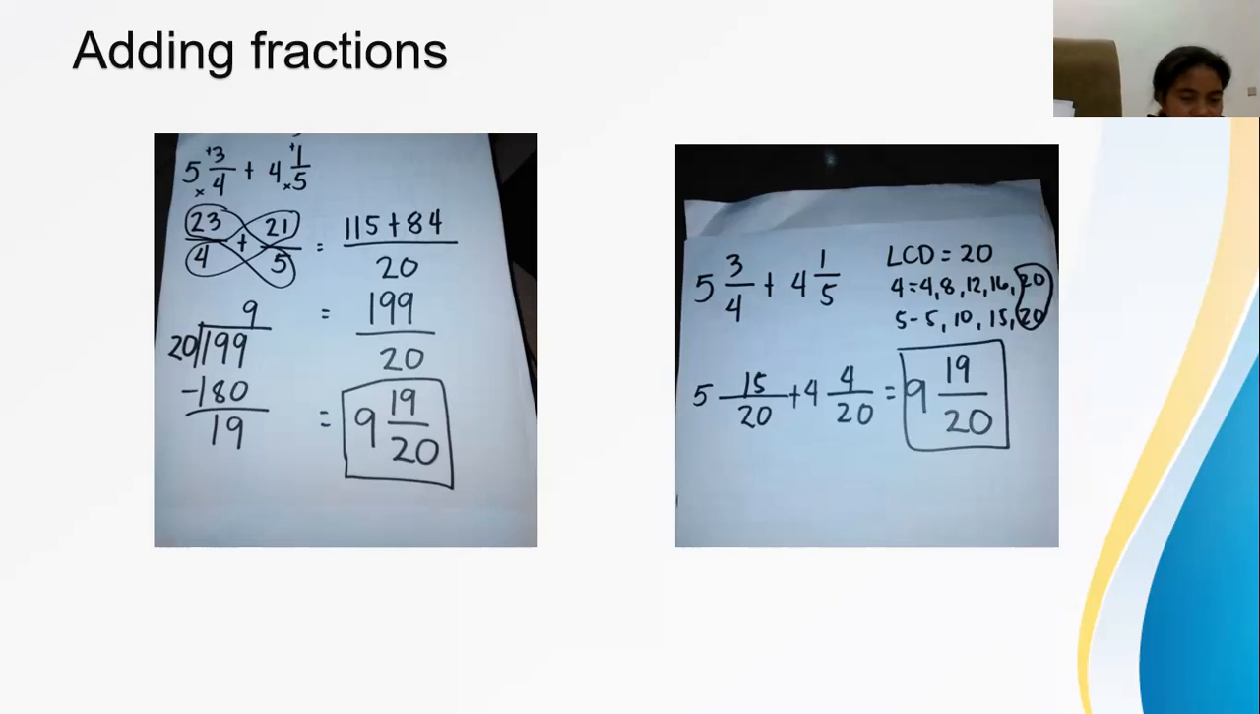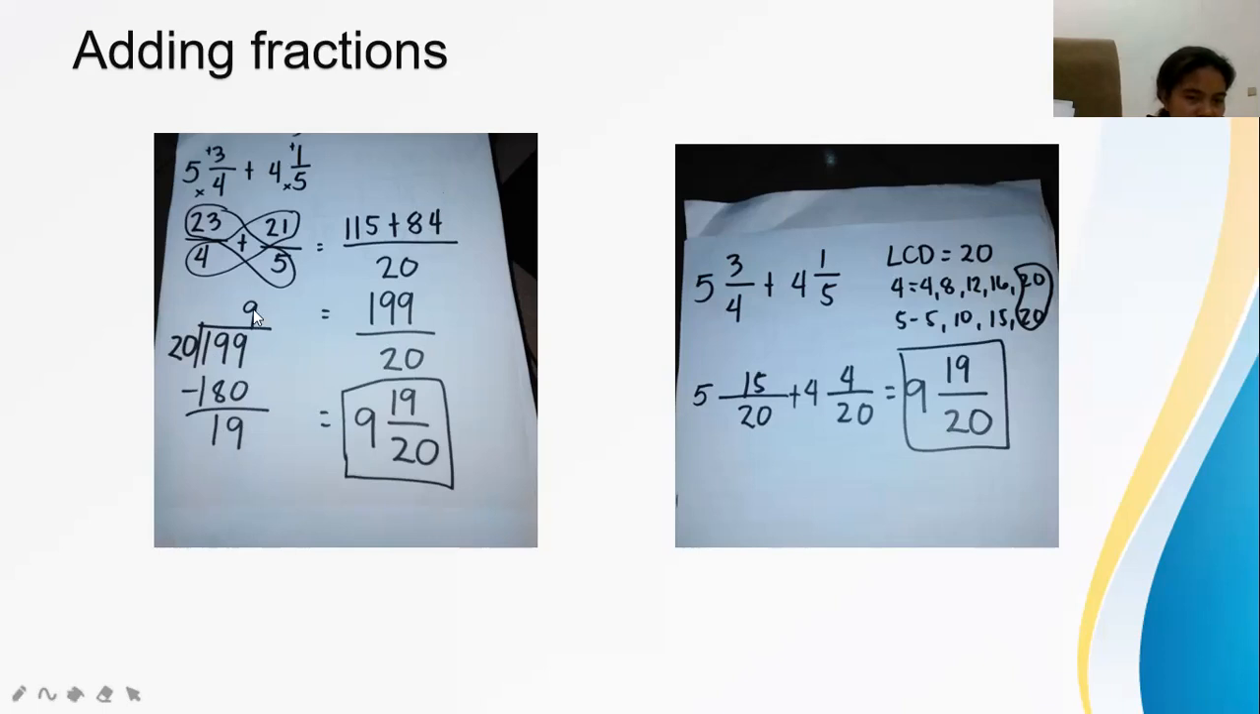Okay. Then let's continue with the butterfly method, which means we cross multiply. So we have 23 times 5, that's 115, plus 21 times 4, that is 84. Then the denominator, 4 times 5, that's 20. Then we add 115 plus 84 is 199 over 20. So we divide here. 199 divided by 20 is 9. 9 times 20 is 180. So we subtract, the remaining is 19.